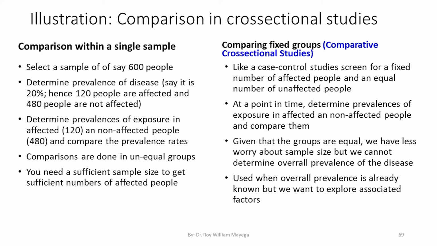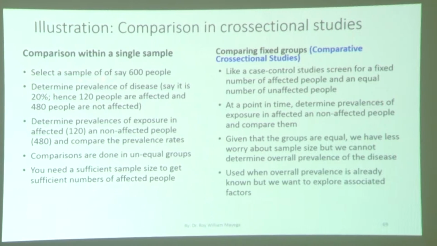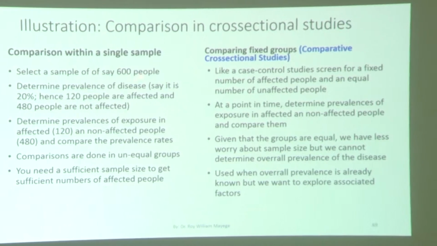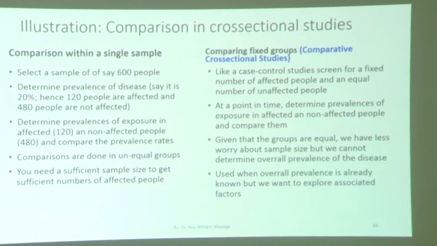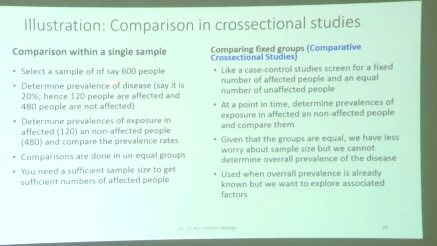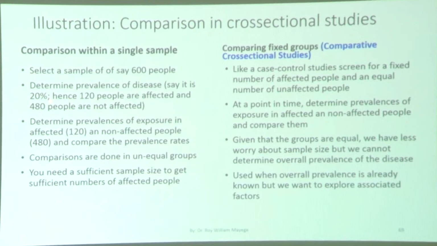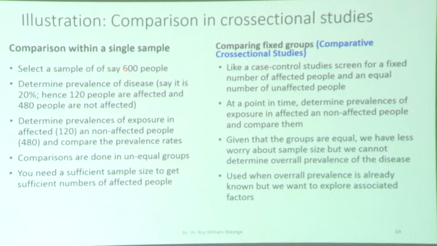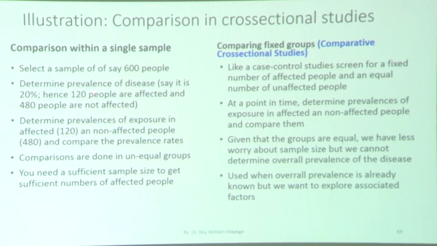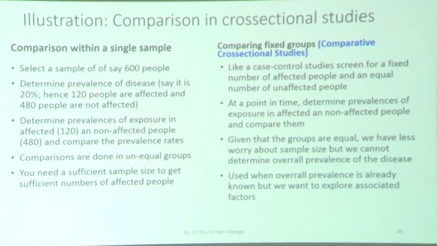So this is an illustration. We can compare within a single sample. We select a sample of, say, 600 people. We determine the prevalence of the disease. Say it is 20%. So 20% of 600 means that 120 people are affected with the disease and 480 people are not affected.